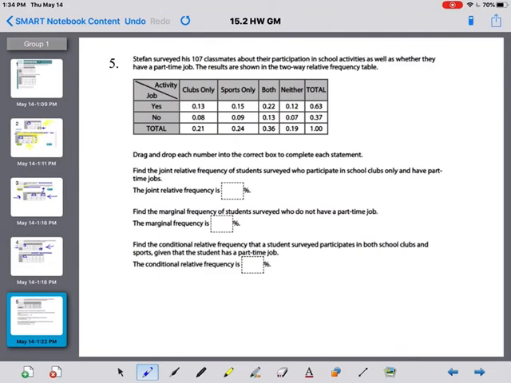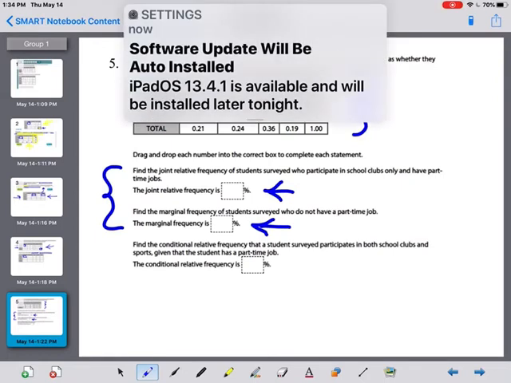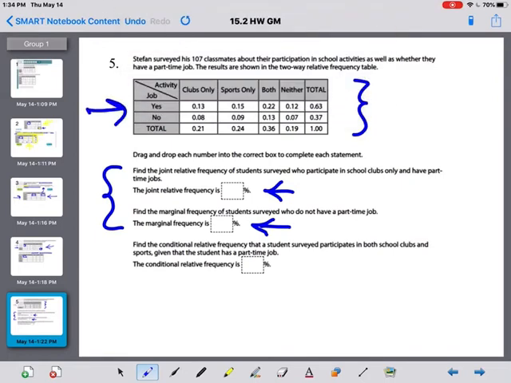And number 5, it says Stefan surveyed 107 of his classmates about participation in school activities. So they gave you the table here with all the decimals filled in. When you're finding the joint and marginal frequencies, these first 2 answers here, you're just looking for the box that pertains to the information that's given. So the division in this problem is already done for you. You just have to actually find the box that they're talking about and turn that decimal into a percent.